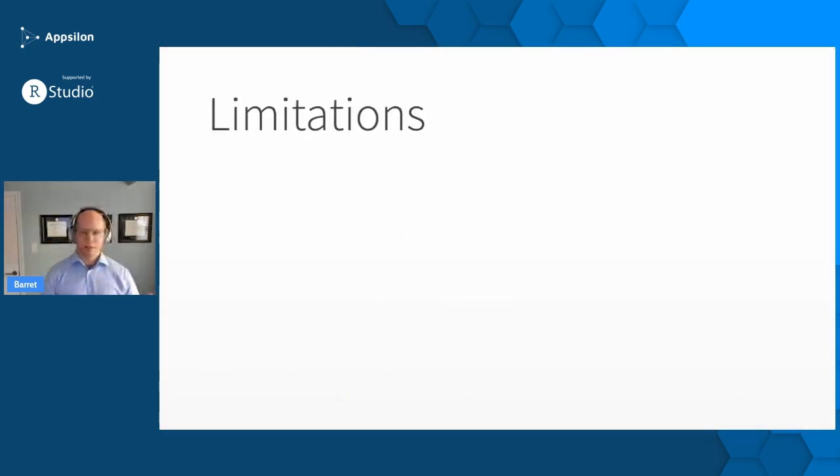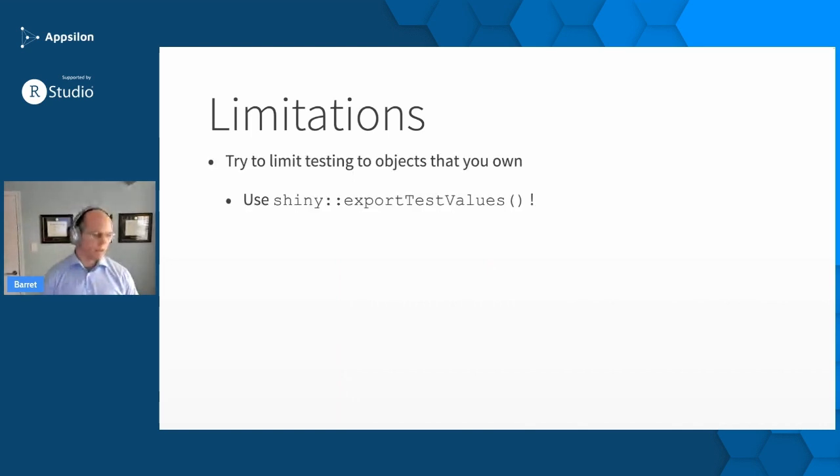Limitations, the no fun slide that no one wants to see. Try limiting testing to objects that you own. If you're taking, such as, a screenshot of a base plot that's in your application, that base plot will change as your R version changes, and it's not something that you did, but things happen, and that's trying to avoid those false positives. So use Shiny export test values as much as you can.